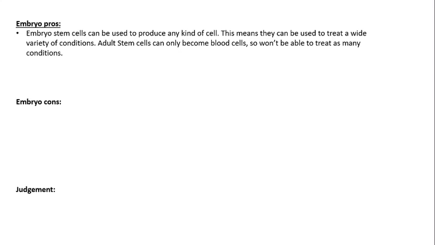Copying information is not evaluating. Copying information does not get credit. Expand it. Explain why it's a pro. Explain why it's a con. So in this case, embryo stem cells can be used to produce any kind of cell. That's a pro, because if you can make any type of cell, those cells can be used to treat a wide variety of conditions. Adult stem cells can become blood cells, so won't be able to treat as many conditions. There's my comparison.